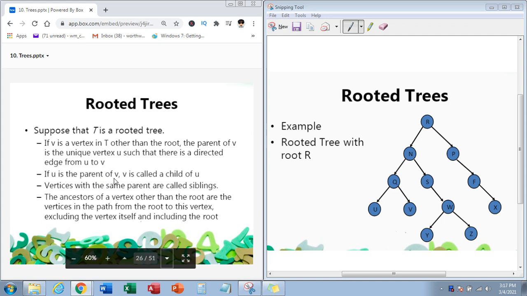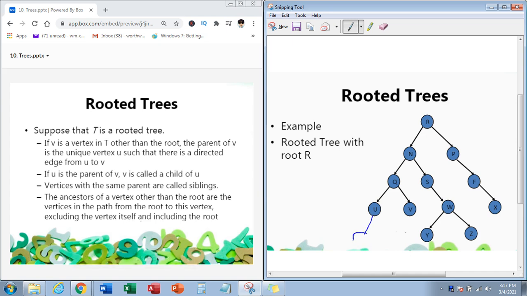If U is the parent of V, then V is called the child of U. So if V is under U, then this is the parent, and this is the child. V is called the child.